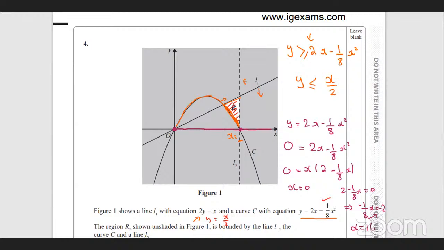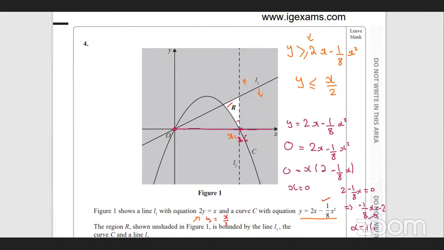So this is 1 and 6. This is 16. This point is 16 and this point is 1. Again, we are interested in finding out this region R, which I shaded initially. I know that it is bounded by the curve, the line L1 and this dotted line.